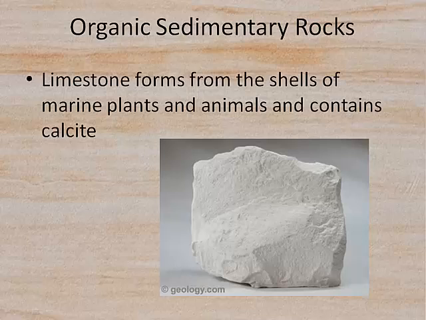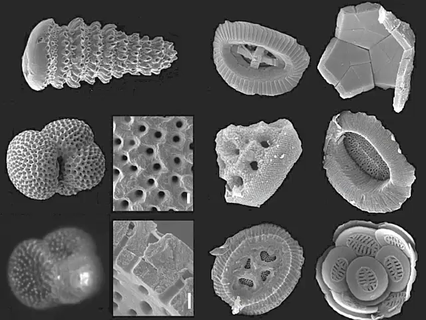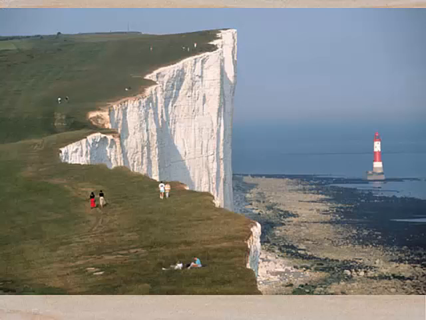They're primarily calcite, right? Remember, calcite reacts with acid and fizzes, right? So here's some examples of the tiny little shells that might make up a limestone. And here are the white cliffs of Dover in England, which contain huge amounts of limestone.